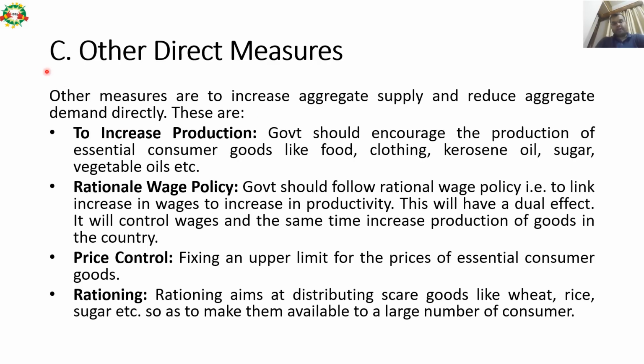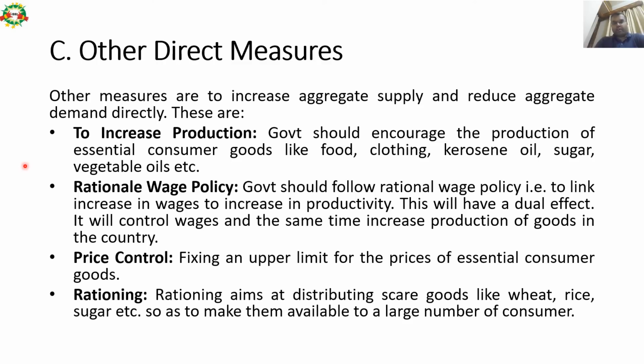And there are some other measures which are categorized into the third set, also called other direct measures. These other measures are to increase aggregate supply and reduce aggregate demand directly. So this is to increase production. Government should encourage the production of essential consumer goods like food, clothing, kerosene oil, sugar, vegetable oil, etc. Then rational wage policy. Government should follow a rational wage policy, that is, link increase in wage to increase in productivity. This will have a dual effect.